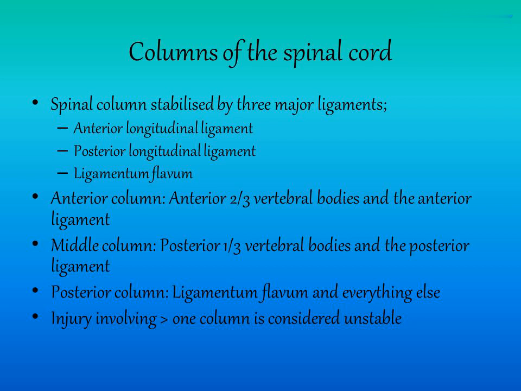The spinal column is stabilized by three major ligaments: the anterior longitudinal ligament, the posterior longitudinal ligament, and the ligamentum flavum. Anterior column: the anterior two thirds of the vertebral bodies and the anterior ligament.